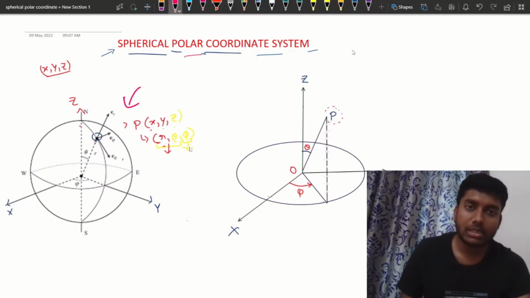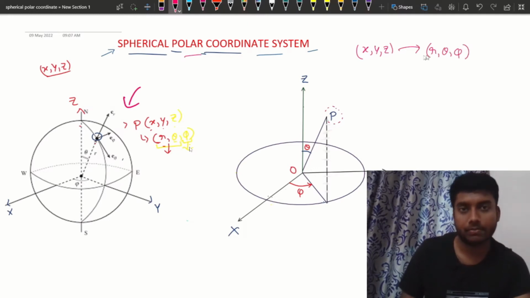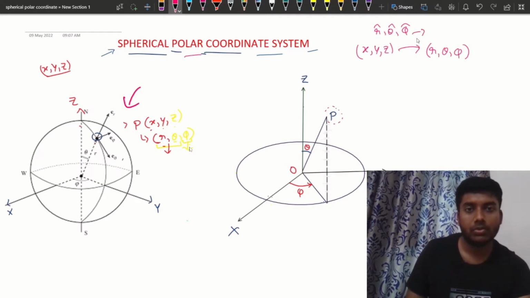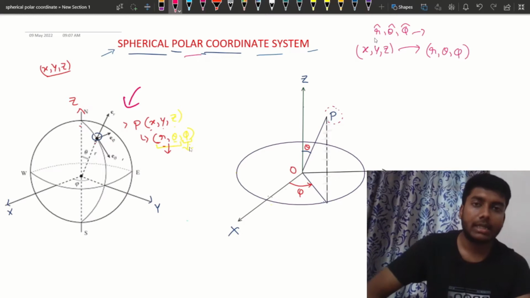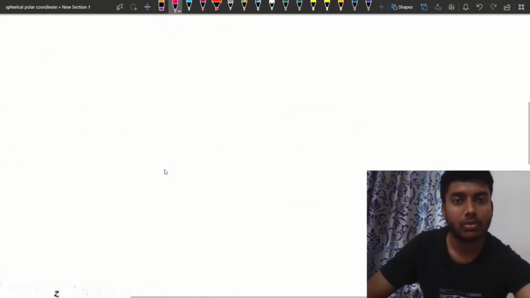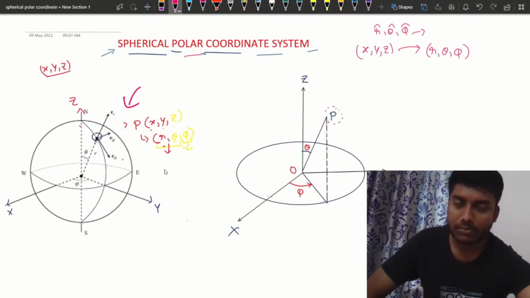So today I will discuss these topics: the conversion of the XYZ to the R theta phi coordinate system, the relations between these, and I will derive the expressions of R cap, theta cap, and phi cap with respect to i cap, j cap, and k cap. Then I will discuss the volume element in the spherical polar coordinate system. So let us begin this video.